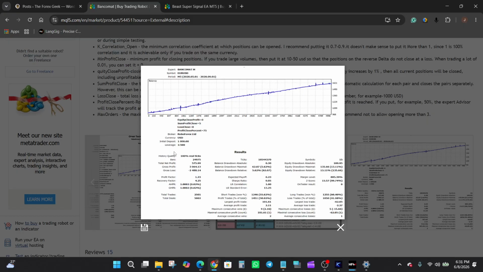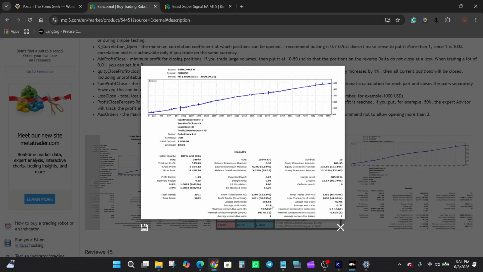All right, so initial deposit $1,000, total net profit $575.99. Okay, so that's over 57%. And we can see from May 2020 to September 2020, total trades taken were 2,501. Short trades 1,246 with 55.62% win rate. Long trades 1,255 with 60.4% win rate.